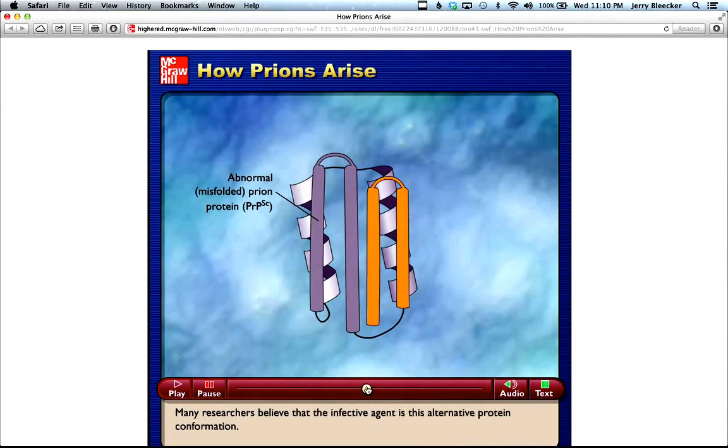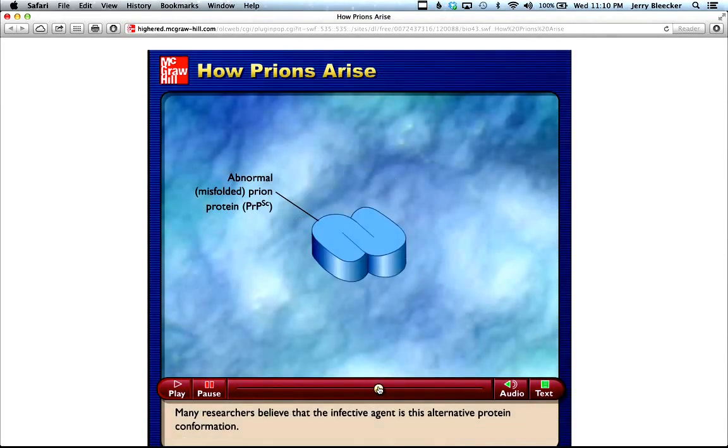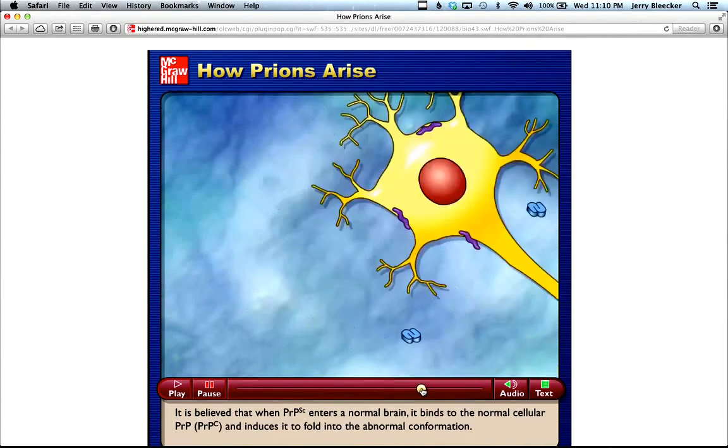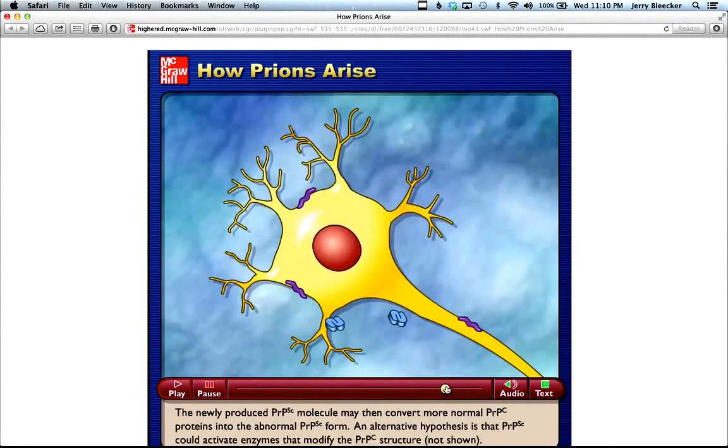And what will happen is you'll get the creation of more of these weird proteins that aren't folded the right way, these prions. And what you saw there, right? The prions can make other prions. And that can be a really nasty replicating process.